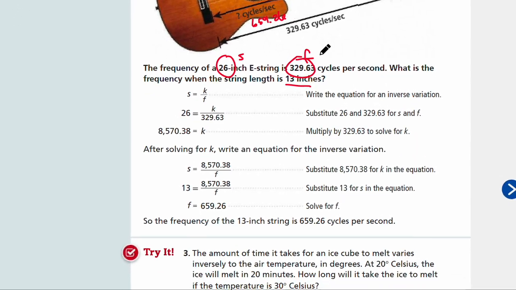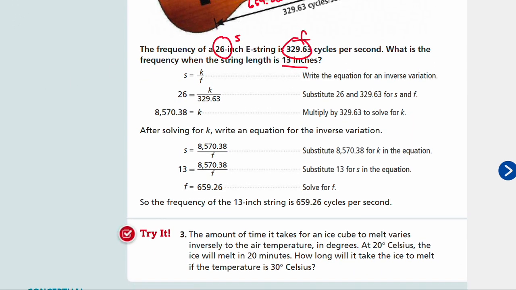Good. Let's look at try number 3. The amount of time it takes for an ice cube to melt varies inversely to the air temperature in degrees. At 20 degrees Celsius, the ice will melt in 20 minutes. How long will it take the ice to melt if the temperature is 30 degrees Celsius? See if you can figure out the two variables, write an equation and figure out the answer by using the equation that you figured out.